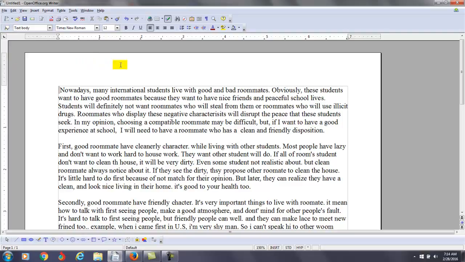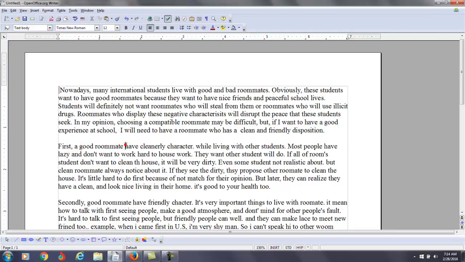See, that's the thing, though. You're talking about things as if they don't apply to you, but you're trying to make this an argument based on your personal experience. So it's actually better if you frame things from your point of view, not other people's point of view. So you say first, a good roommate, we'll make it really strong, must have a clean, you want an adjective here, not an adverb, must have a clean character.